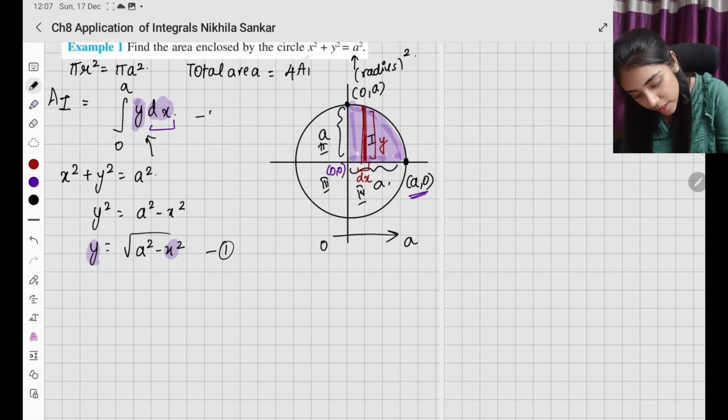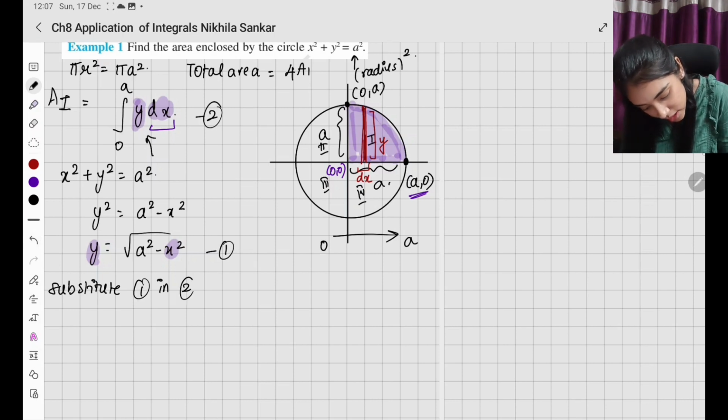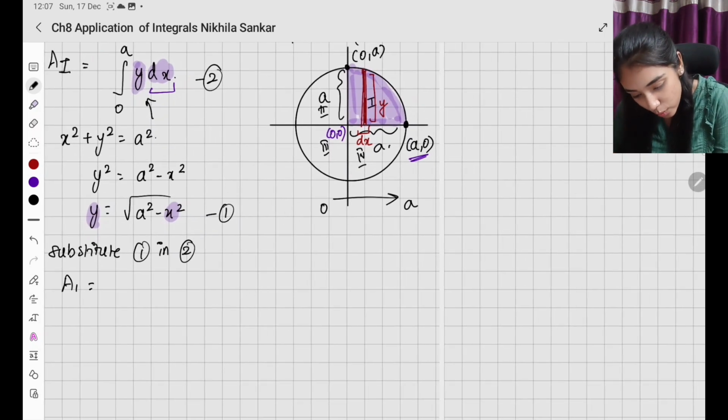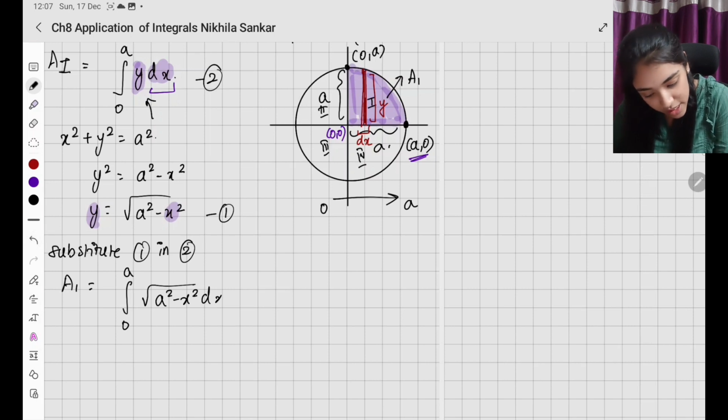So, 1, 2. I'm going to substitute 2, 1 in 2. So when I do that, what is my integral going to be? I have area A1. This is going to be A1. A1 is going to be integral 0 to A of square root of a square minus x square times dx.